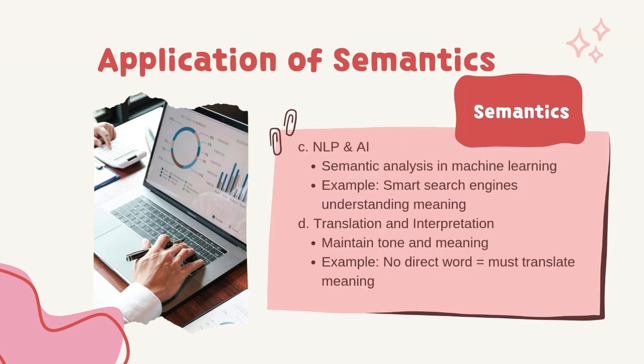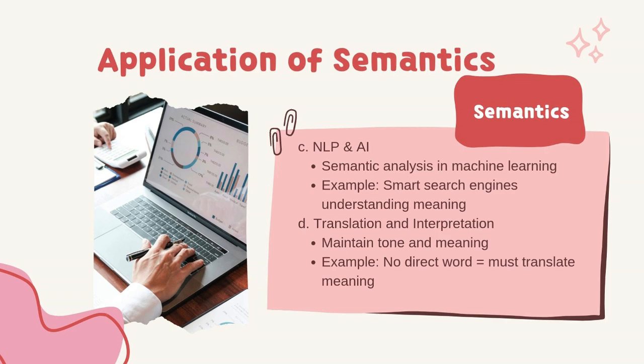Okay, the third, there are natural language processing or NLP and artificial intelligence or AI. So, semantics plays a key role in machine learning and AI by enabling systems to understand the meaning of words and sentences, not just match keywords. For example, a smart search engine doesn't just look for the word cat. When you search for how to take care of a pet, it understands that pet could mean a cat, dog, or other animals and shows relevant results.